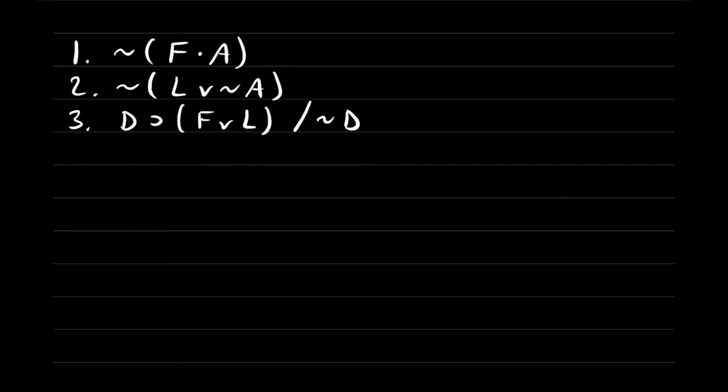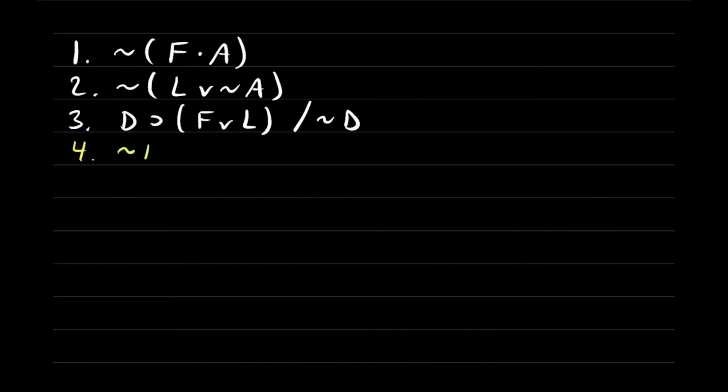I think there are a couple obvious starting points here. On line 1 and 2, both of those to me look like De Morgan's rule. Line 1 is the negation of a conjunction, and line 2 is the negation of a disjunction. So let's start out by doing De Morgan's rule on both of those premises and see what we get.